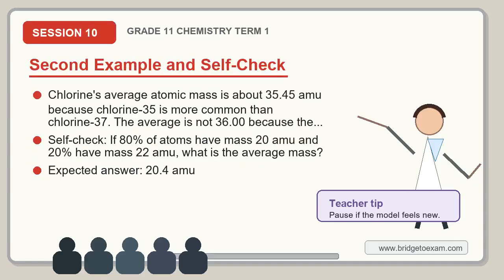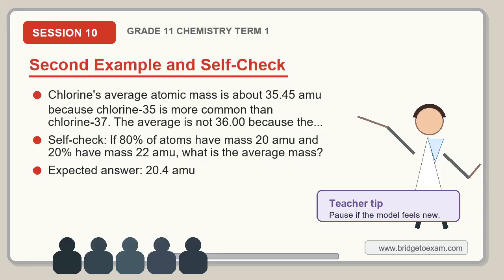Here is a second example. Chlorine's average atomic mass is about 35.45 AMU, because chlorine-35 is more common than chlorine-37. The average is not 36.00 because the isotopes do not occur in a perfect 50-50 mixture.